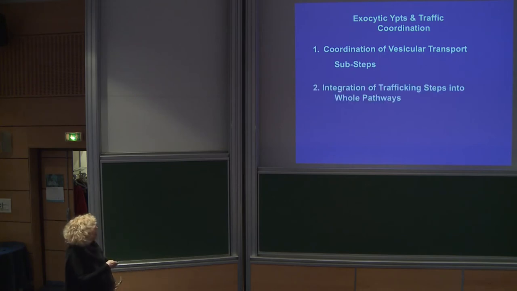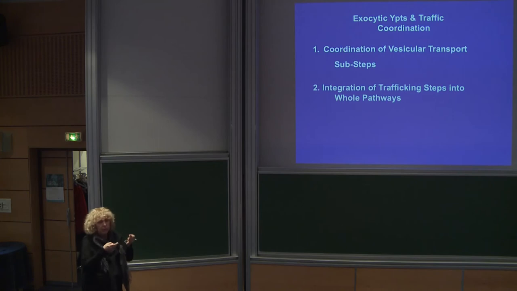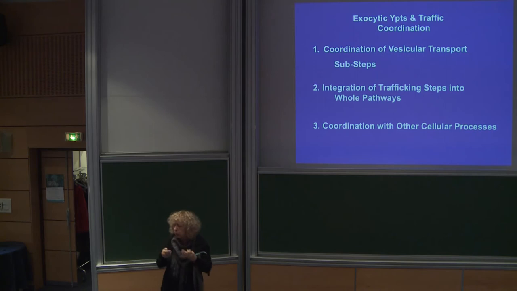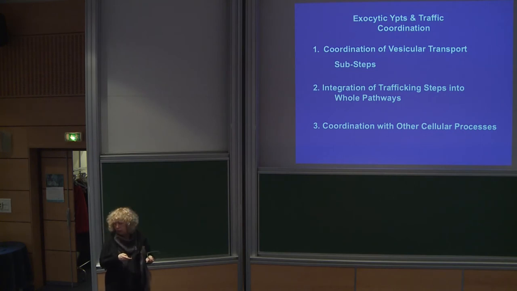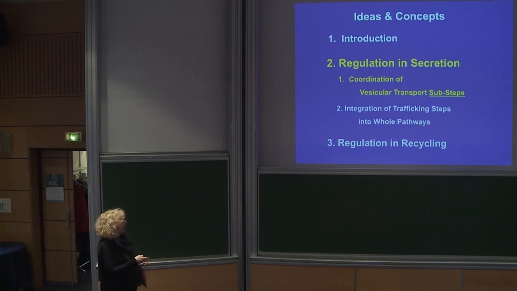Stop. Okay? The second one, which is a little higher regulation, is the need to integrate different transport steps in the same pathway so that there will be one whole pathway going smoothly through. And then we also found that they coordinate between different cellular processes and pathways. Okay? So I'll try to give an example for each one of these. We start with regulation in the secretory pathway, the exocytic pathway, and I'll give you these two examples. One, coordination of substeps, and then integration of whole pathways.